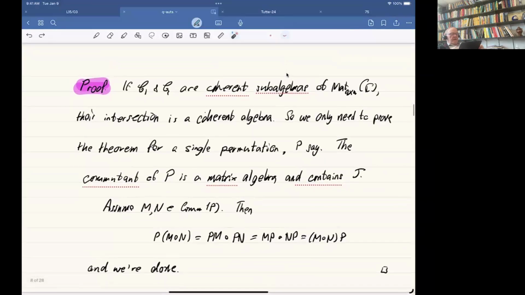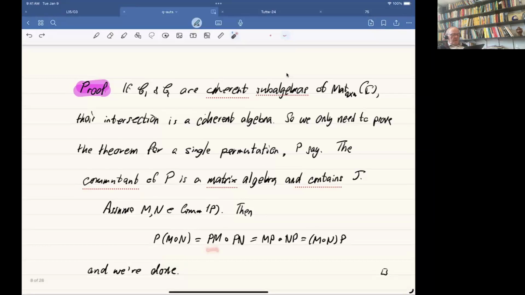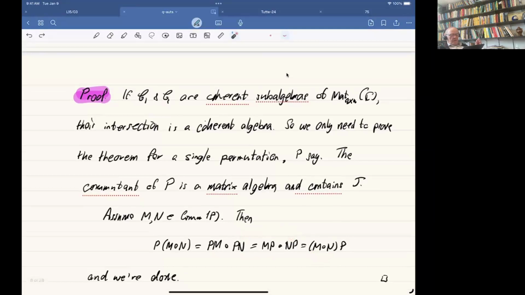Now the proof in this case is we just assume we've got two matrices in the commutant of P. So M and N commute with this permutation. Then I just compute P of M circle N. And you think about this for a second, that P of M circle N is actually equal to P applied to M circle P applied to N. You're just shuffling the rows of M and N. Now, since M is in the commutant of P, I can replace MP by PM, and ditto for N. And so this is MNP. And so this is the proof.